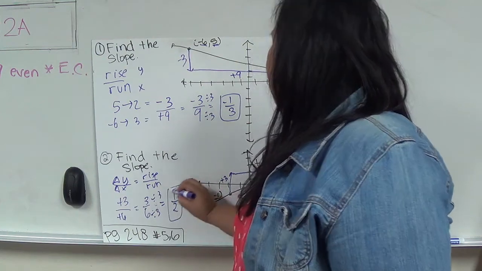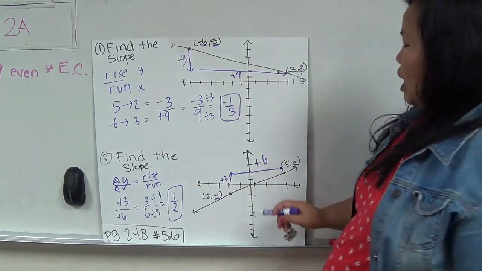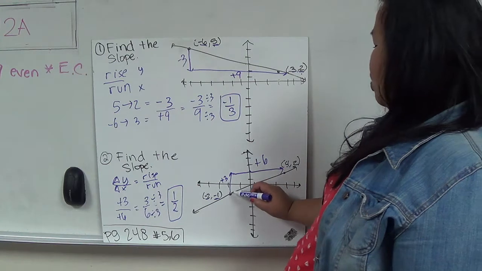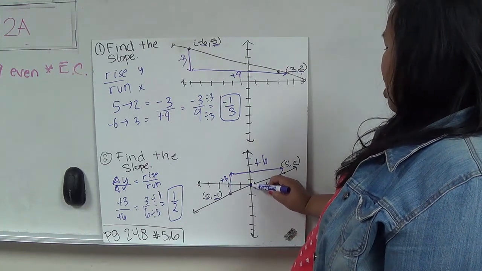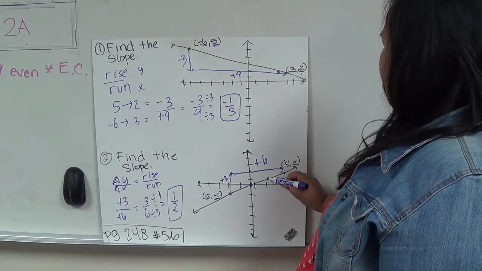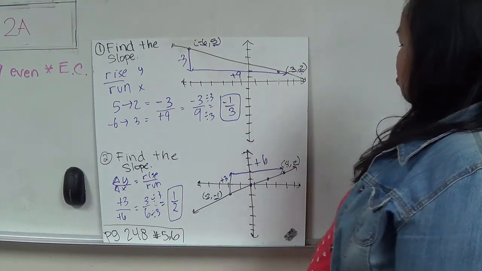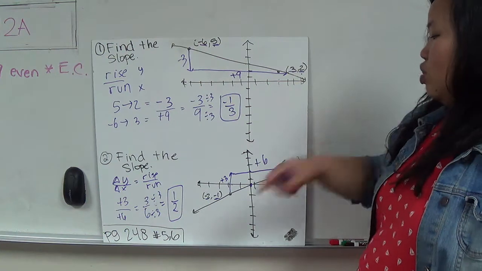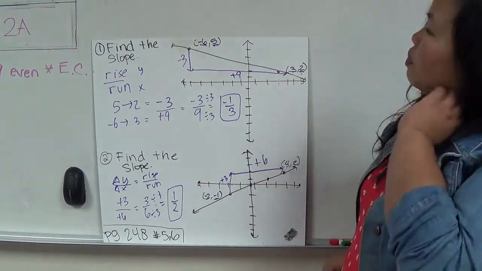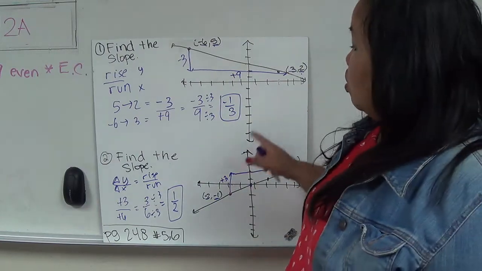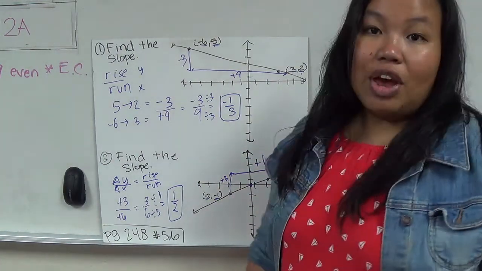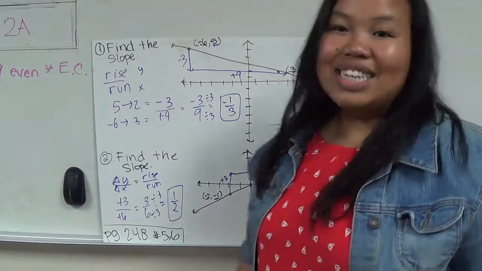1/2. So what this reduction means, I can still get to this point if I just go up 1/2, see how it's on the line, and then up 1/2, and then up 1/2. So the reduced one is the same, it's the same slope. So make sure that you go ahead and reduce it. So try page 248, numbers 5 and 6, and I will see you in class.